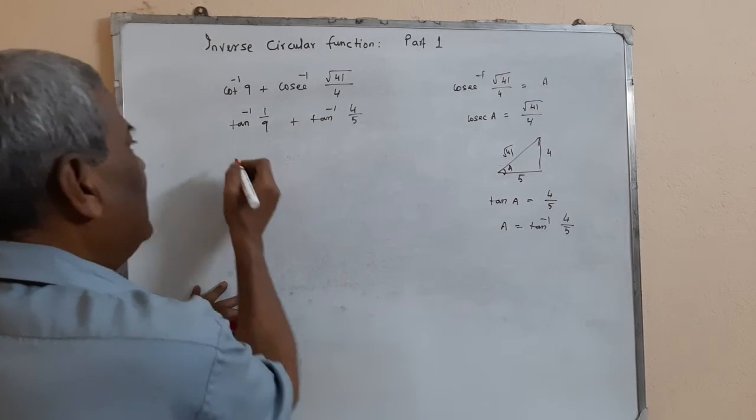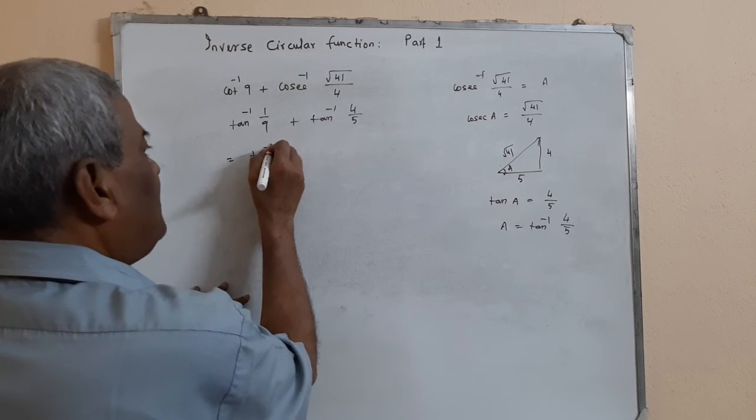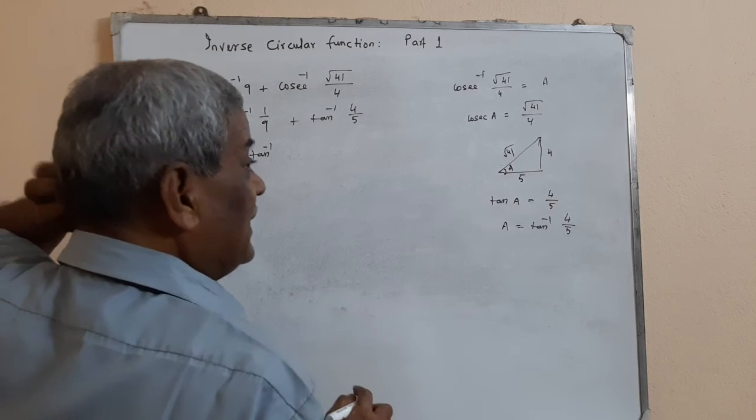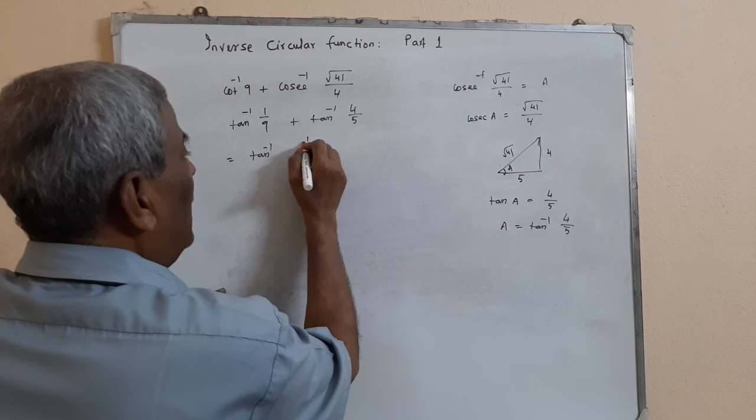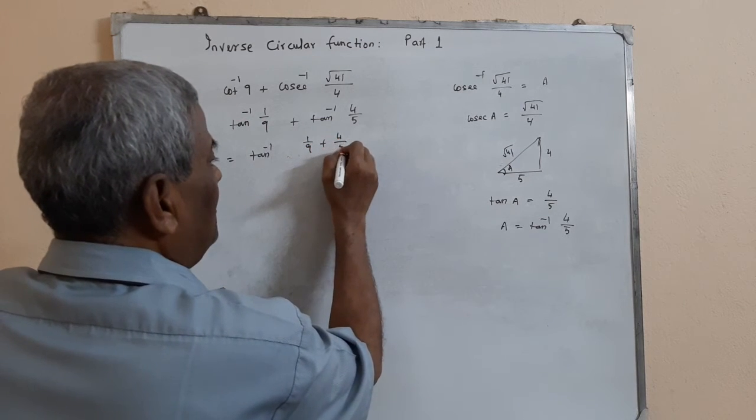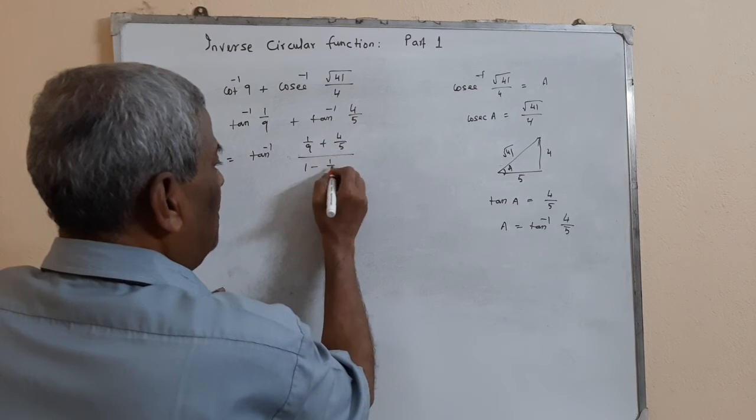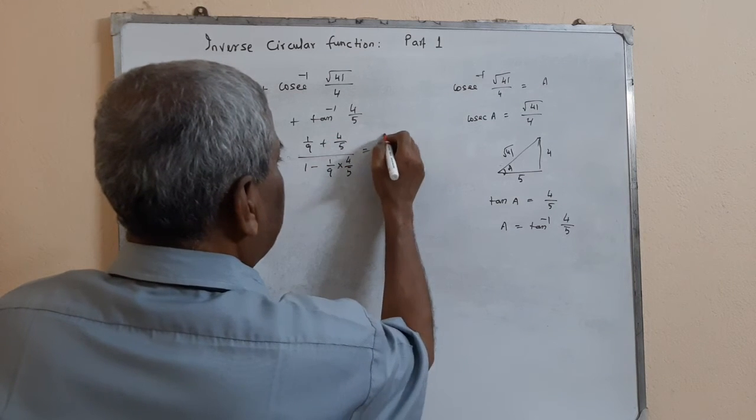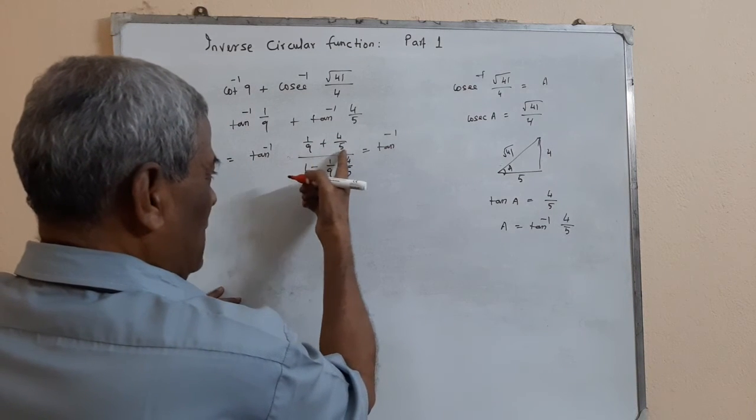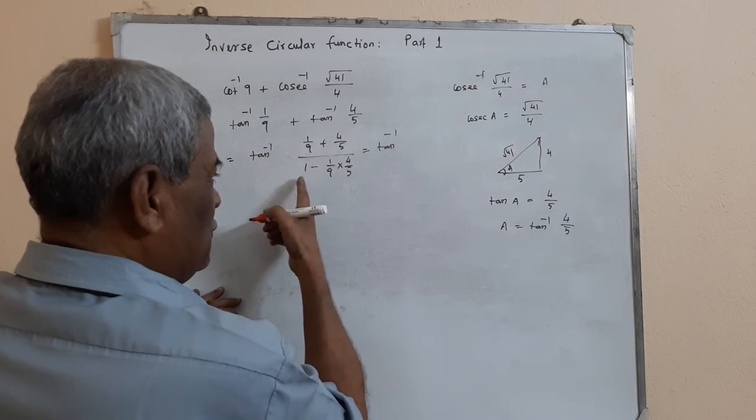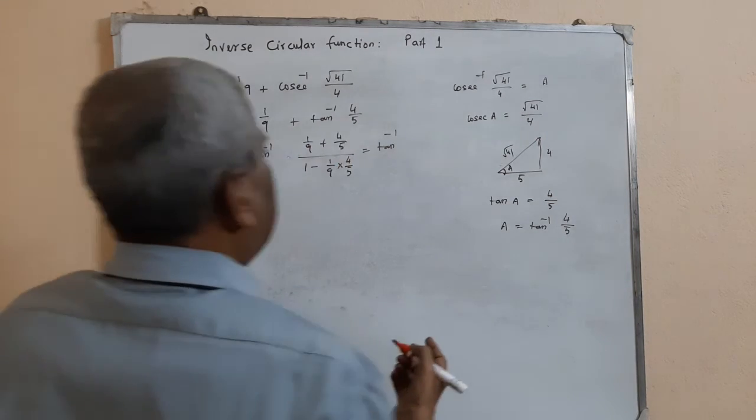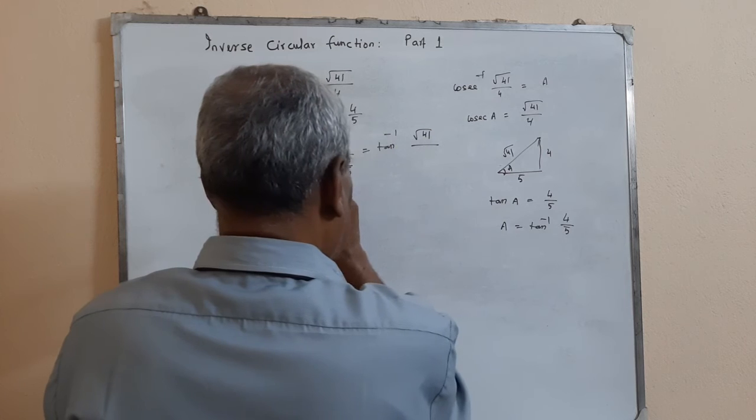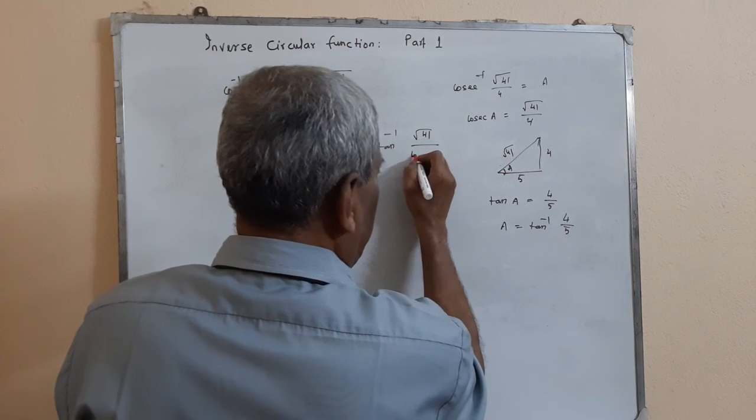Now we can add. It is equal to tan inverse, where this is x, this is y. x into y is less than 1. So using the ordinary formula, (1/9 + 4/5) / (1 - 1/9 into 4/5) is equal to tan inverse. LCM is 45. This is also 45. So (5 + 36) / (45 - 4).